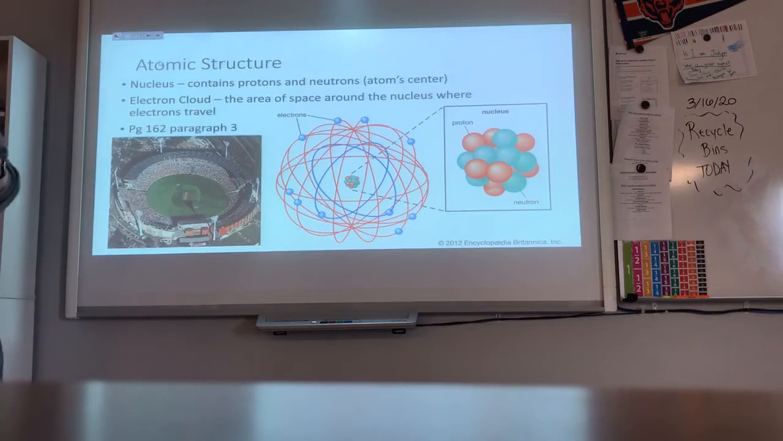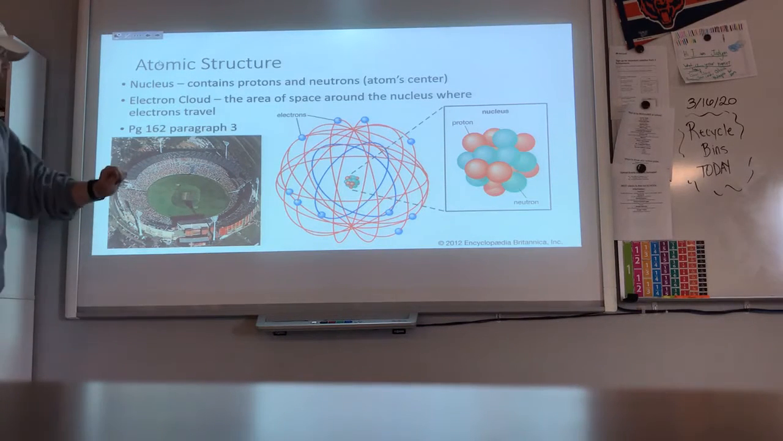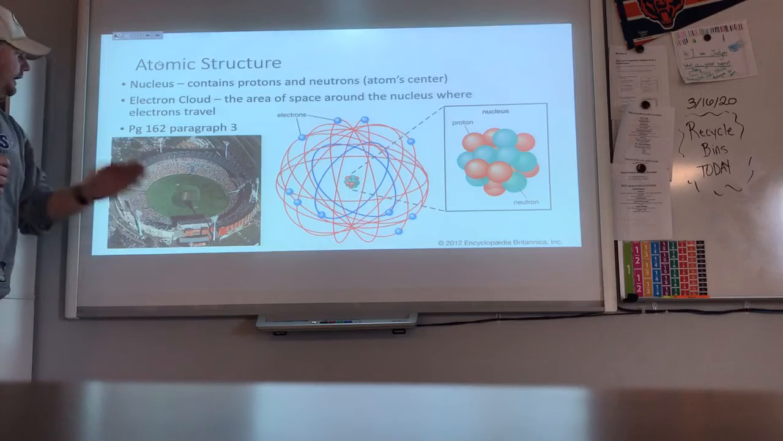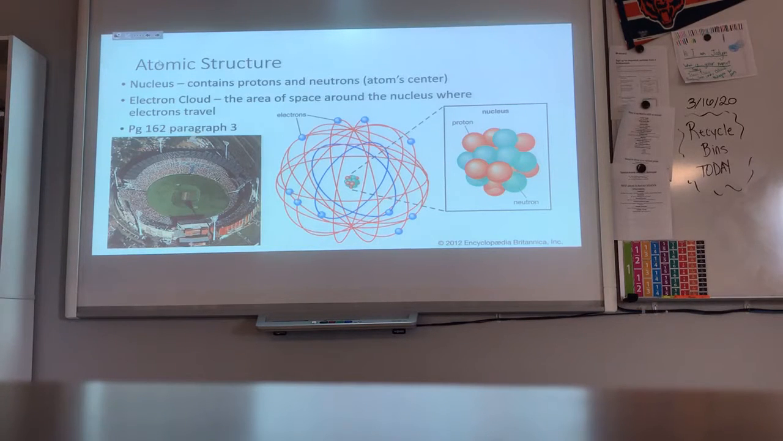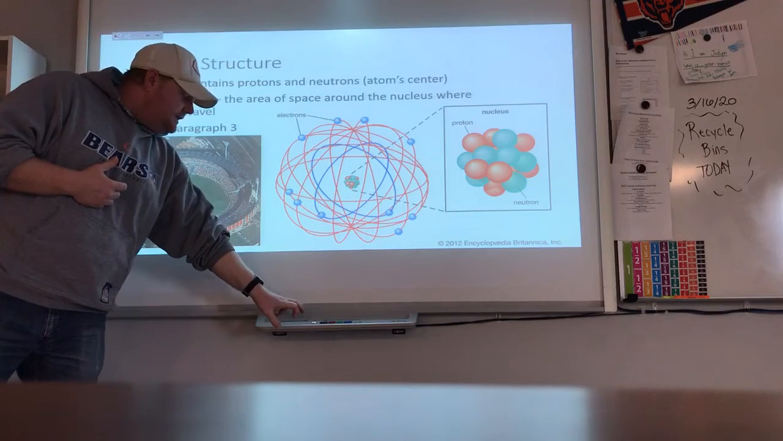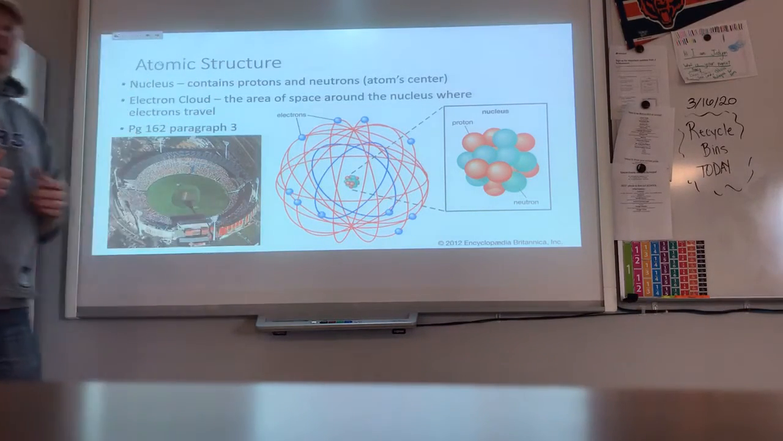Now, if we're thinking about size comparisons, page 162, paragraph 3 has a nice one. If you were to put a penny on the center of that football field, the electron cloud would be as wide as the edges of that stadium and the same height and depth and all those other things. So that just gives you the sheer amount of size of the electron cloud compared to the nucleus. And that electron cloud is generally thought to be empty space, but because those electrons are moving so fast, that empty space makes very solid objects.